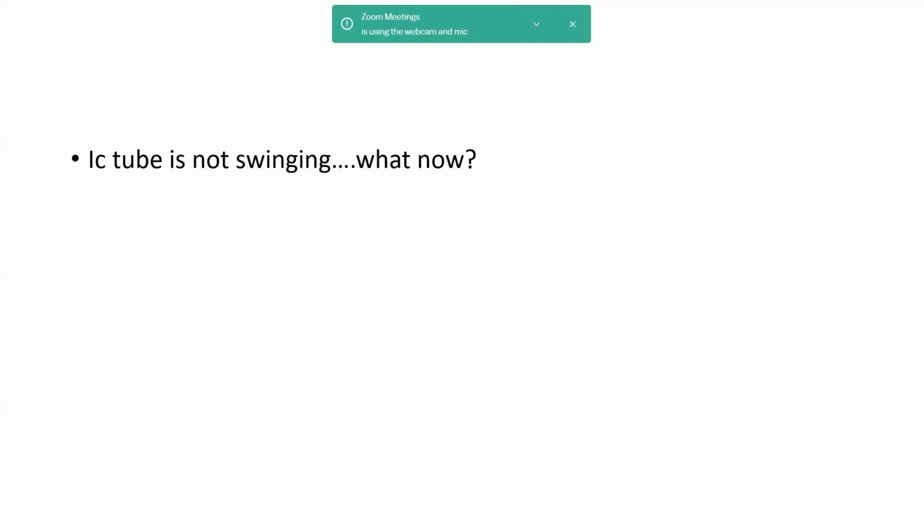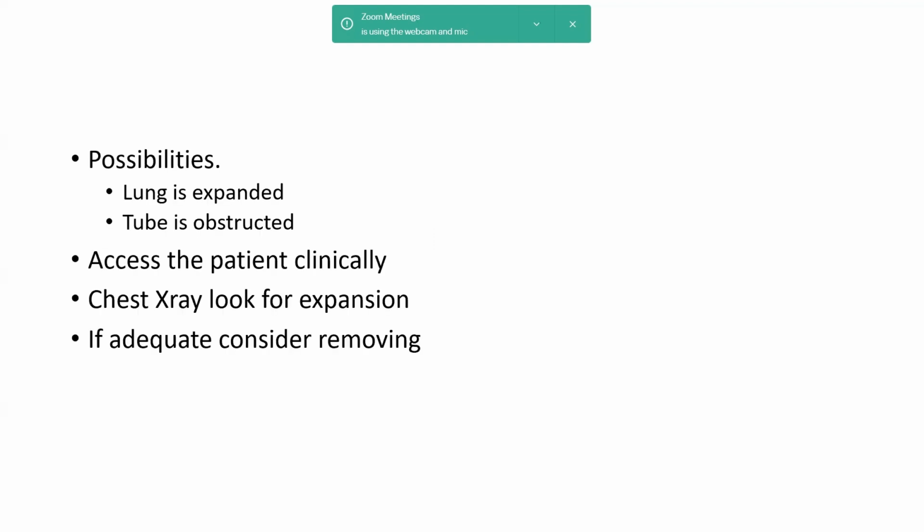So, the ICD is not swinging. What to do? There can be 2 possibilities. One, the lung is fully expanded. Another is there's an obstruction. So how to differentiate this? Again, your basics. Talk to the patient. If the patient is well, tolerating, there's no respiratory distress, but the tube is not swinging, it may be equal. Go for a chest X-ray.